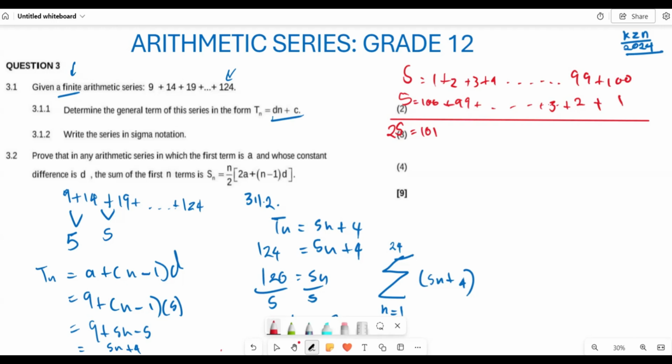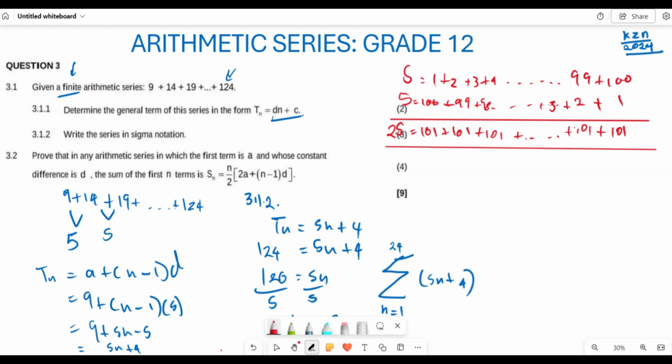If I do 2 plus 99, can you see that I'm going to get 101? Even if, let's say here I had 98, 98 plus 3 is still going to give me 101. So even if I come back here, I'm still going to get my 101 plus my 101. So the sum of all of these is going to give me the same thing, whether I write it from the beginning or from the end. Both ends are going to give me the same answer.